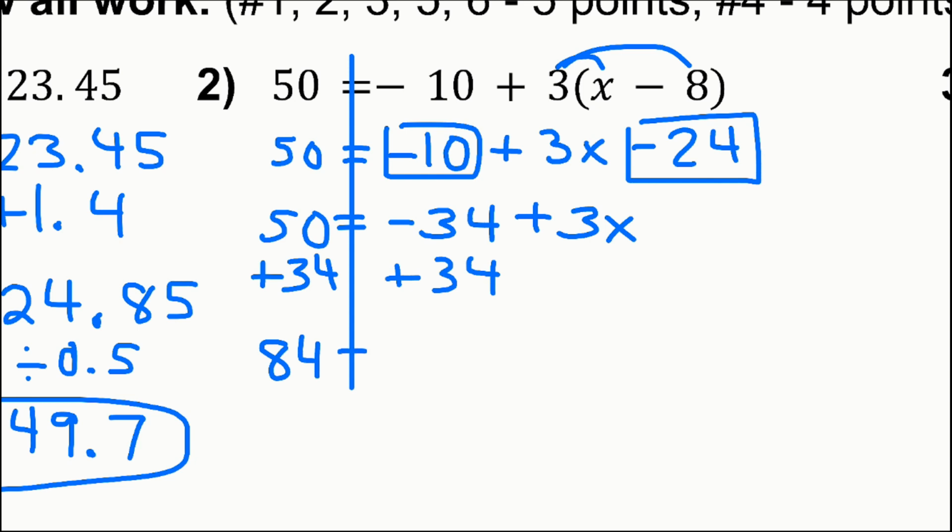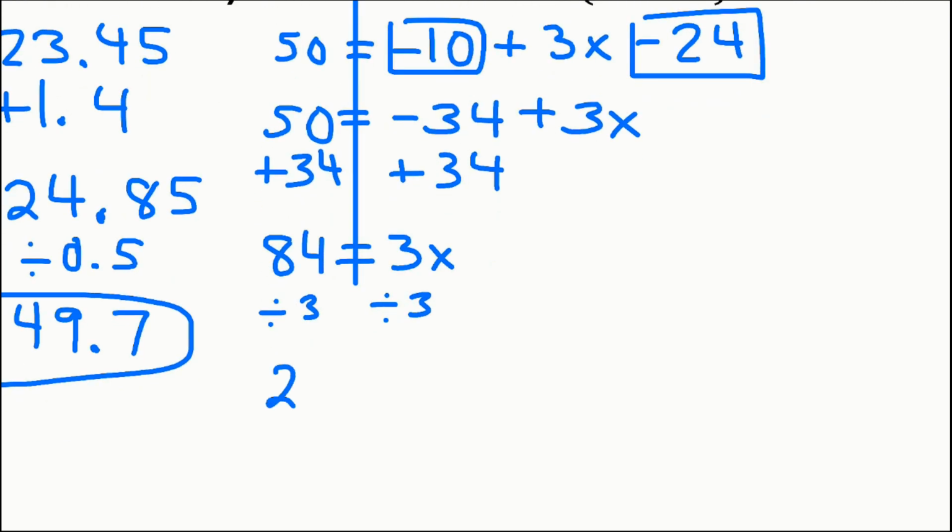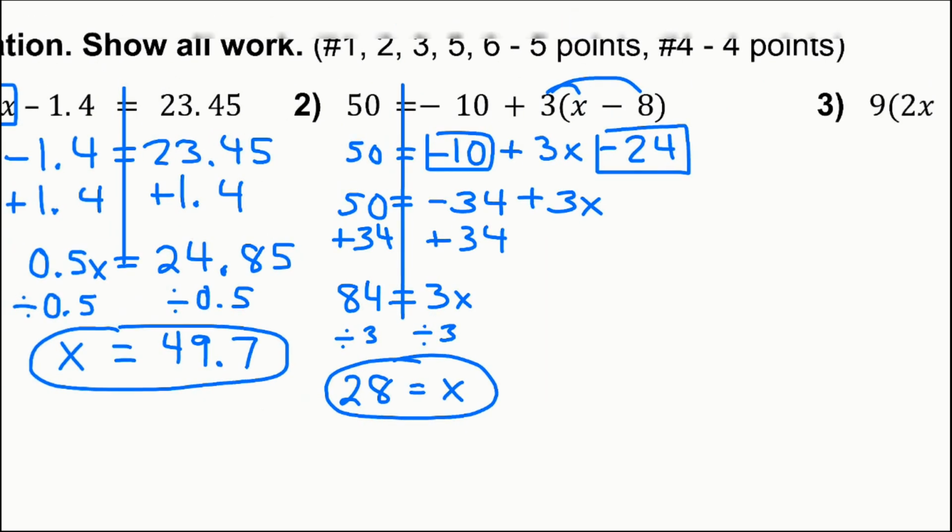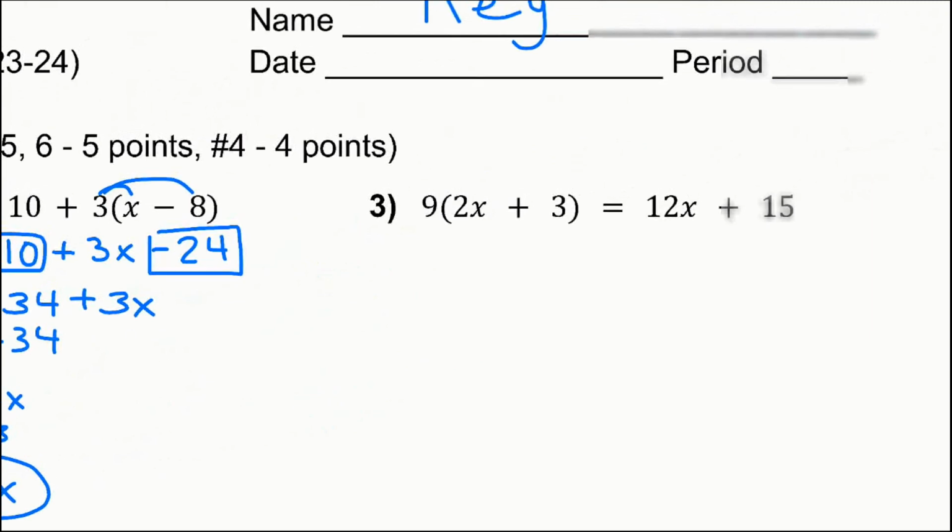84 equals 3x. And then the last step is to divide both sides by 3. So 84 divided by 3 is 28 is what I got. So the solution to this problem is going to be x is equal to 28. Okay? Number 3.